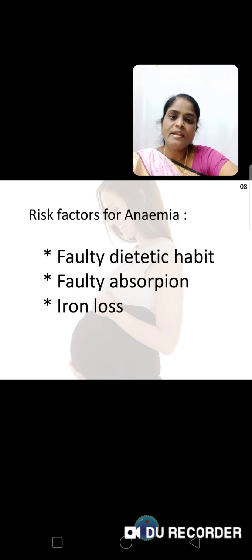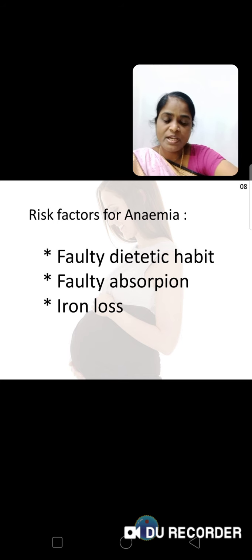And next is iron loss. Iron loss, I already told you, happens every day. The intestine hurries up. Sometimes the intestine hurries up frequently, as they may get, like in diabetes. So that may lead to anemia in pregnancy.